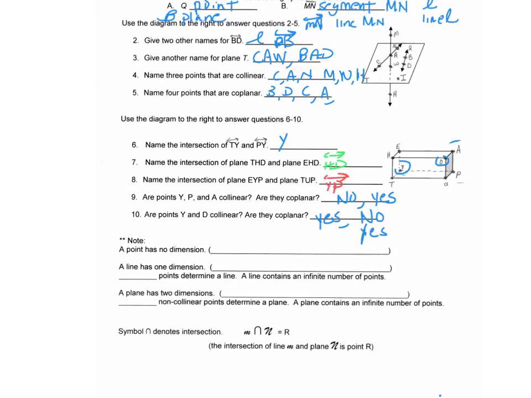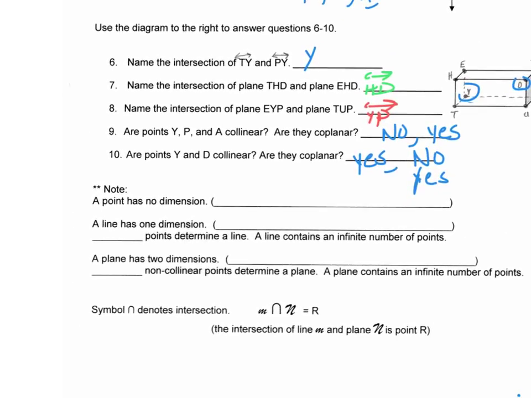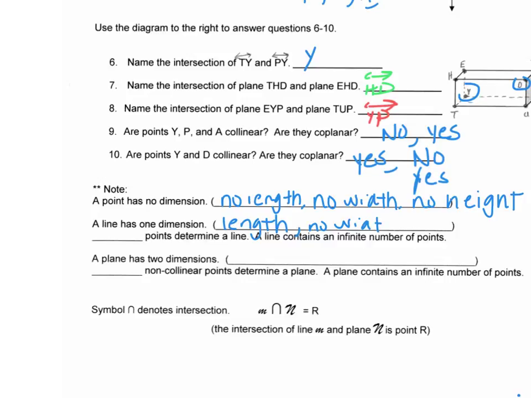All right, so just to end, the last few things. A point has no dimension. That means no length, no width, no height. A line has one dimension. Here we're going to say it has length, but remember that's non-measurable length. It's just because it's infinite in the long direction. It has no width and it has no height. Any 2 points determine a line. So if I saw 2 random points hanging out, bam, I can make a line.